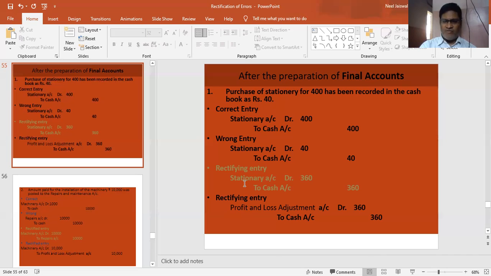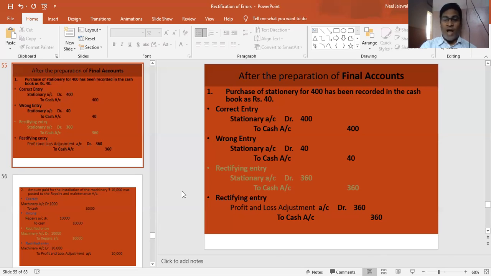Instead of stationery, which is a nominal account, we are passing profit and loss adjustment account debit to cash, because stationery is a nominal account. Cash is not a nominal account. Cash is an asset. Cash is a real account. So real account is not affected, personal account is not affected, but nominal account we will be changing, replacing with profit and loss adjustment account.